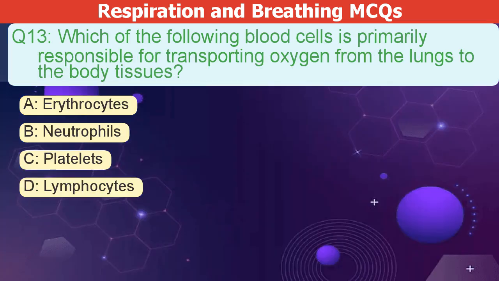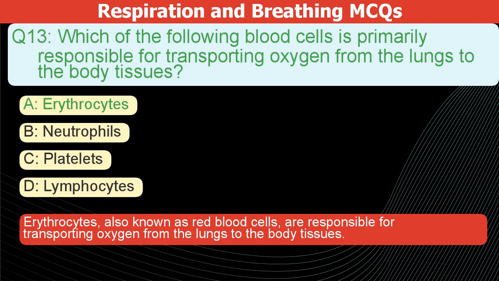Which of the following blood cells is primarily responsible for transporting oxygen from the lungs to the body tissues? A. Erythrocytes. B. Neutrophils. C. Platelets. D. Lymphocytes. The correct answer is A. Erythrocytes, also known as red blood cells, are responsible for transporting oxygen from the lungs to the body tissues.